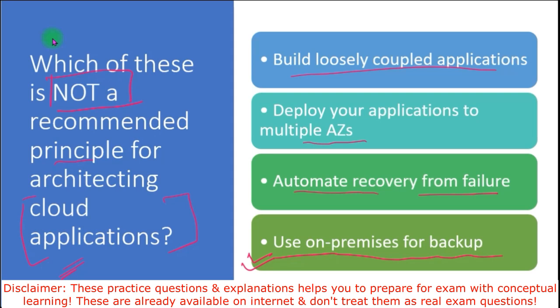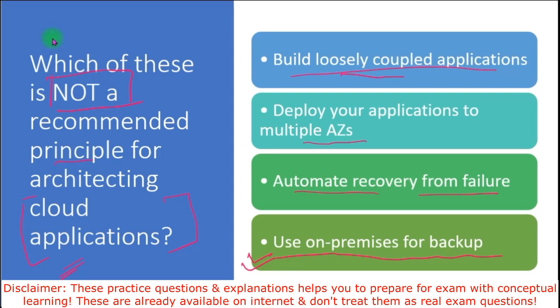So this is correct. Automated recovery from failure, always be planned for this one. So this is a correct recommended principle. Always, to protect our environment from failure, we should deploy our application in multiple availability zones. So if something goes wrong with one availability zone, we can have access to our application from another availability zone.